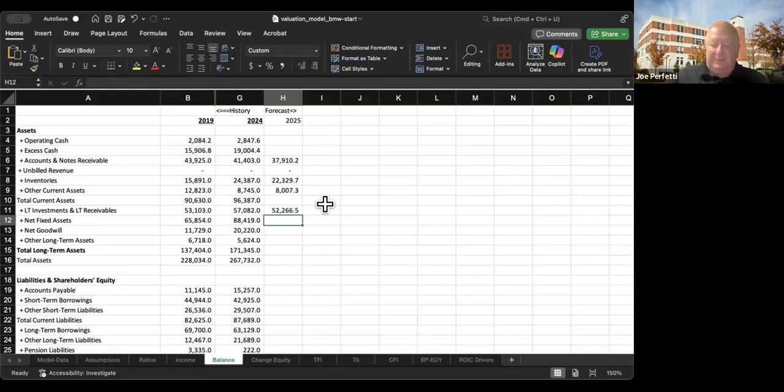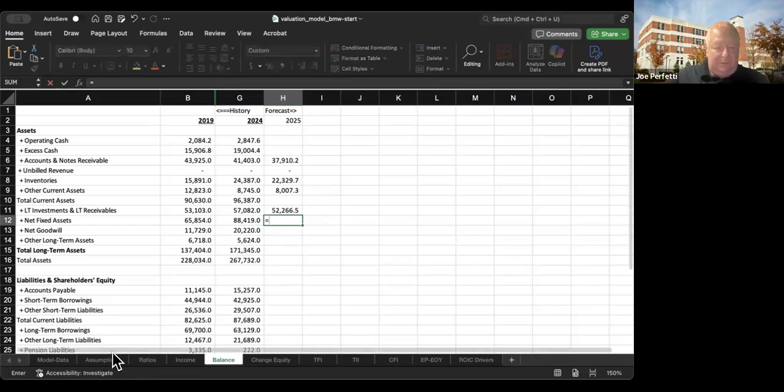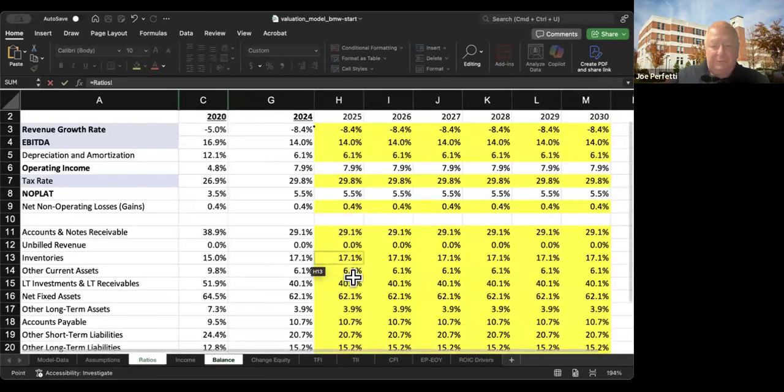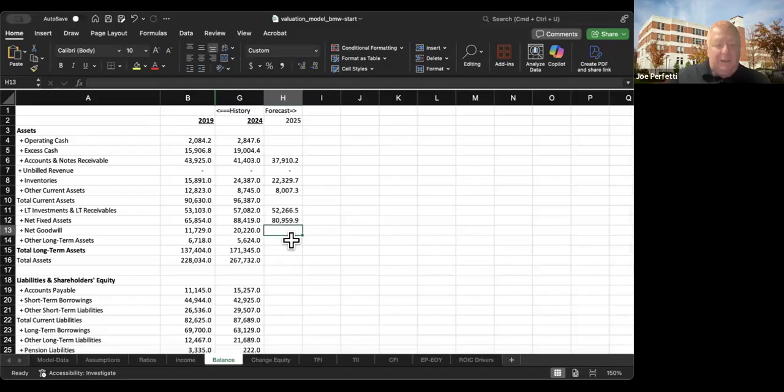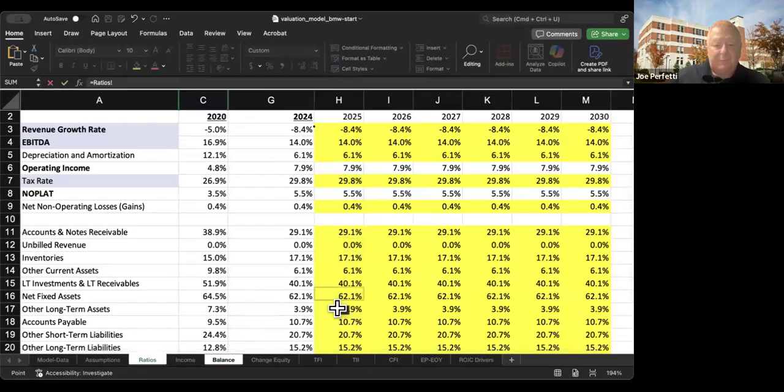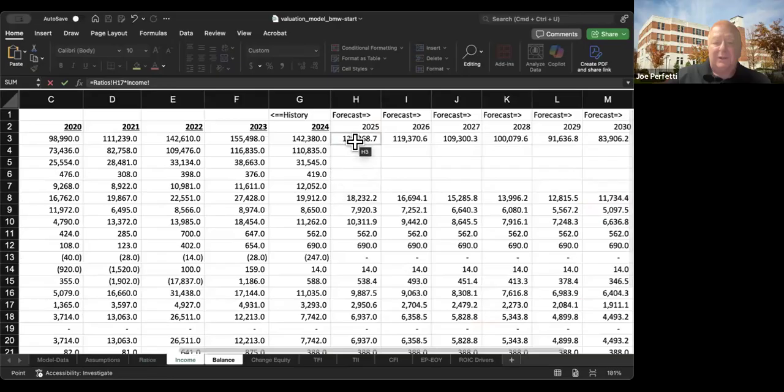Net fixed assets equals, from the ratios, H16, 62%, times income, H3. Other long-term assets is the next one we're going to forecast, equals the ratios. Other long-term assets is H17 off of ratios times 2025 revenue, which is income H3.